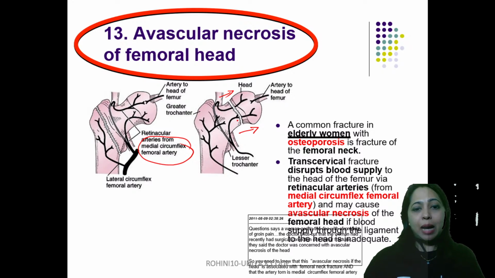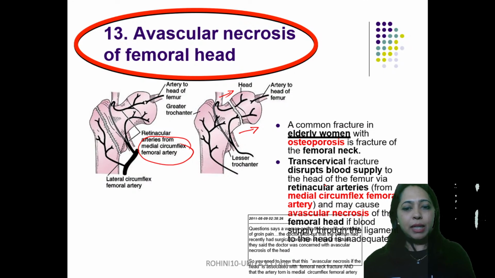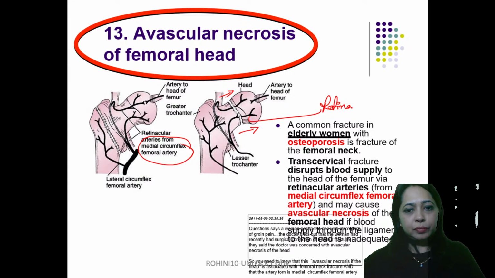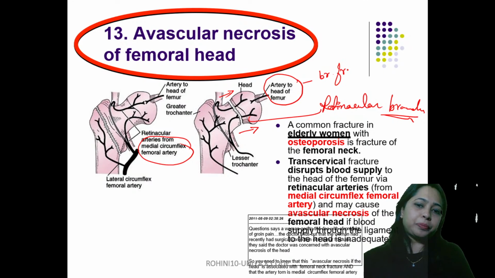So here there is a damage and it is all because of the branches going from the medial circumflex artery via the retinacular branches. So remember the medial circumflex artery and the branches are all these retinacular. There is one artery still supplying here. What is this one? That is the branch from the obturator artery.